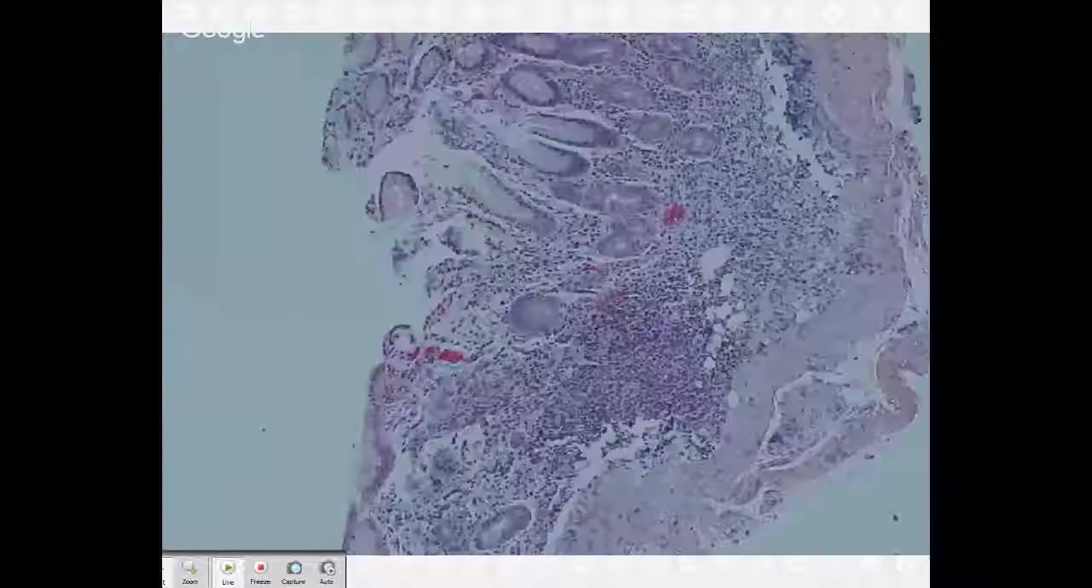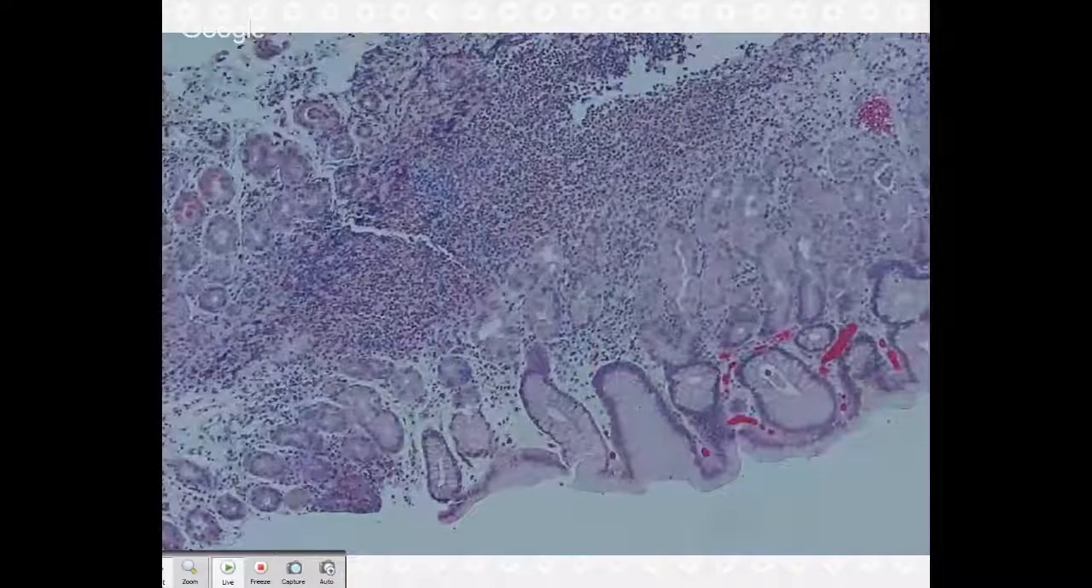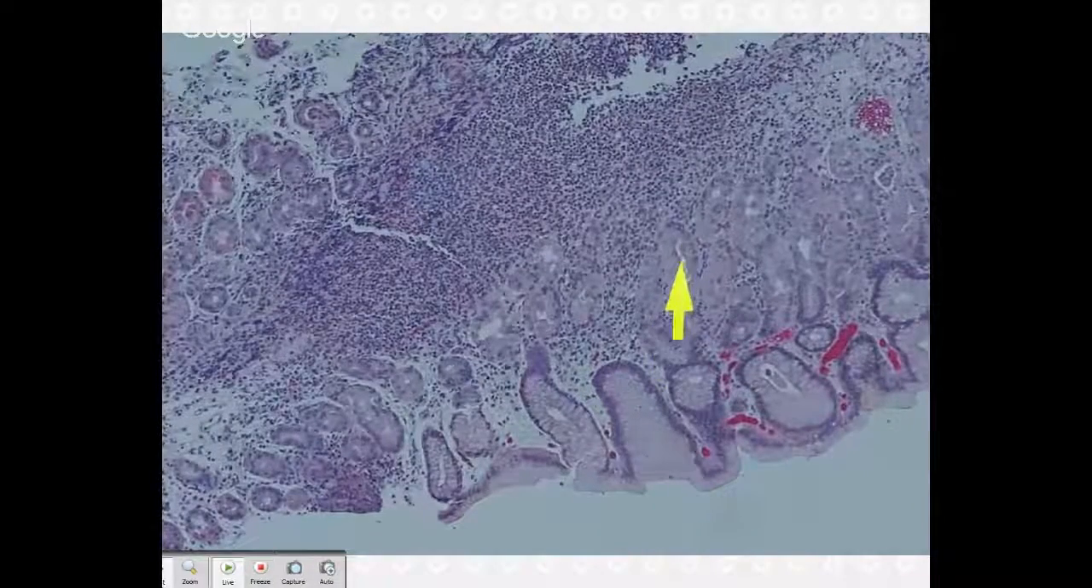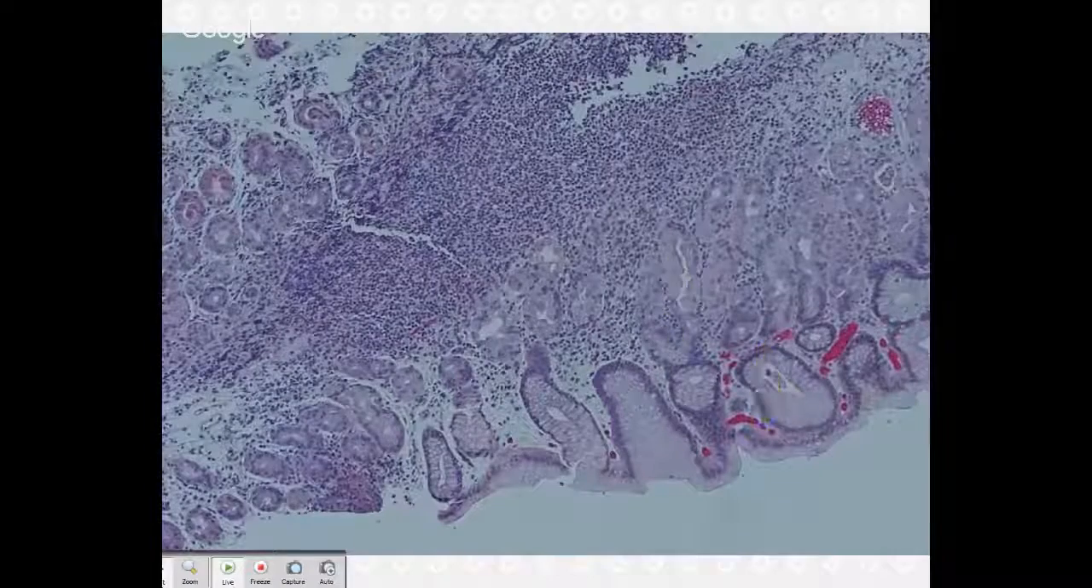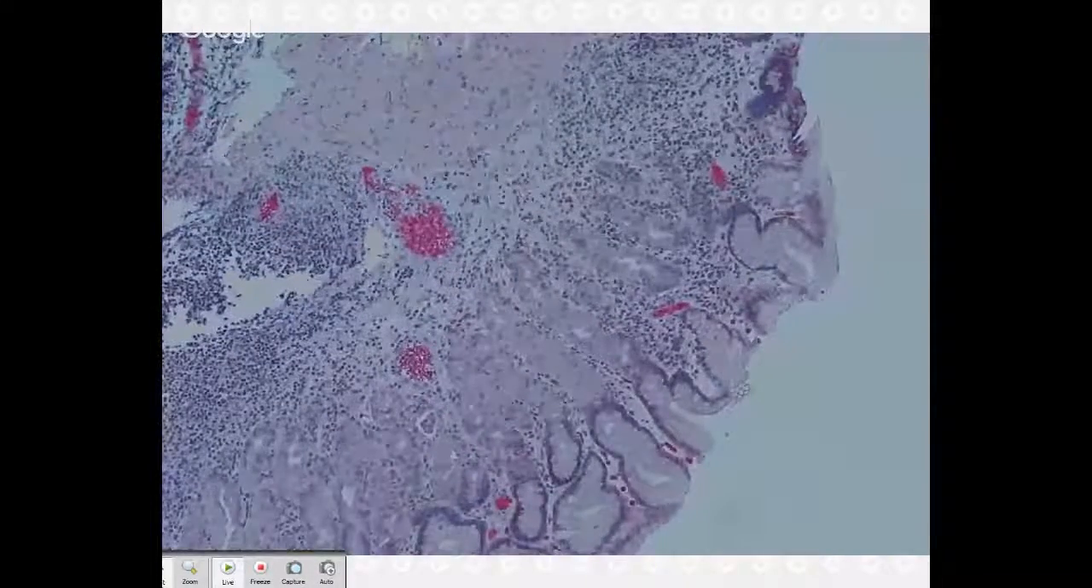What is being destroyed in autoimmune gastritis? Parietal cells, exactly. So the patient has antibodies that specifically target the hydrogen potassium pump that is at the luminal surface of your parietal cells, and that produces your gastric acid. So it attacks that pump, your parietal cells die, giving you the atrophy of your mucosa.